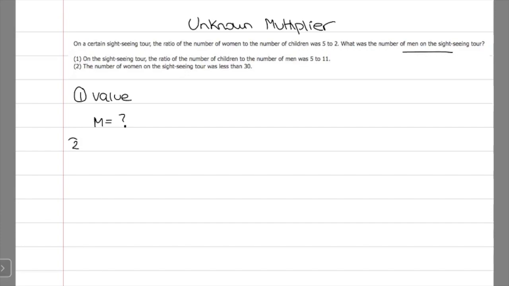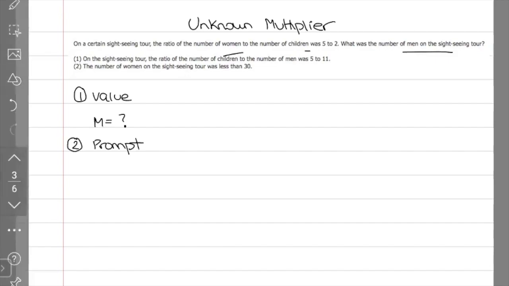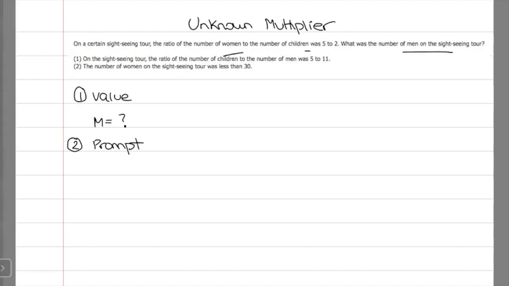And if we focus on the prompt, especially for this one, I would definitely make a note of the fact that you're looking for the men, so we don't care about the children or the women. So we don't necessarily need to find those. And in the prompt, we know that we have women to children is 5 to 2.